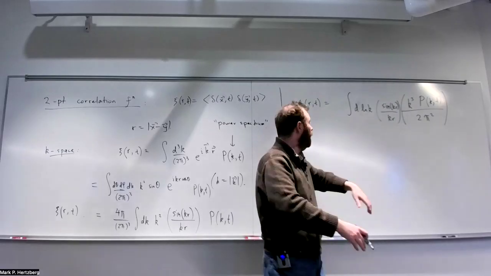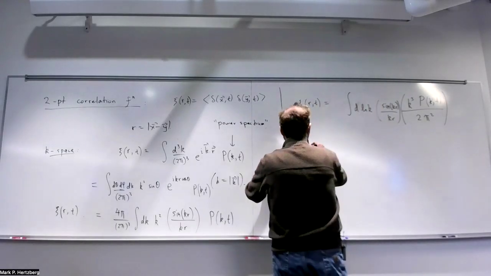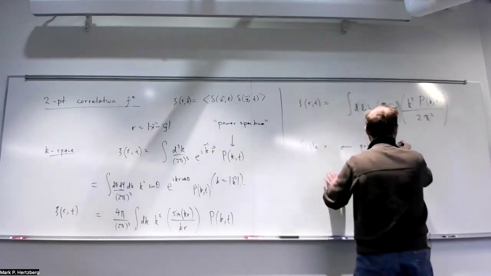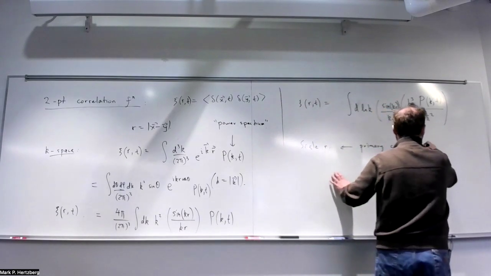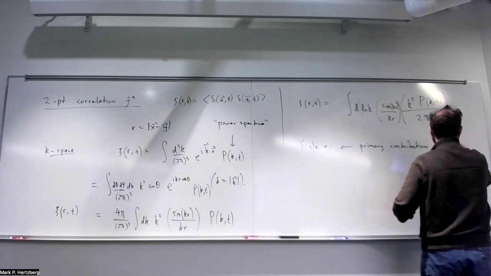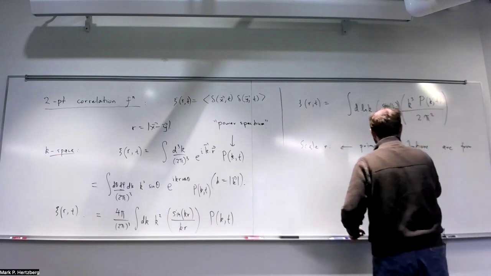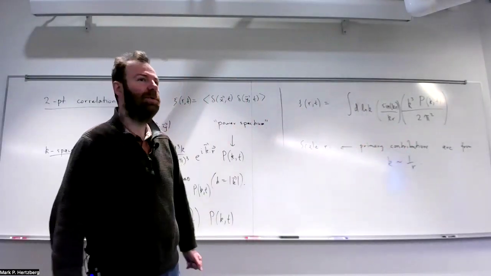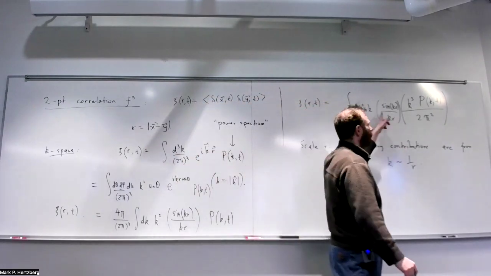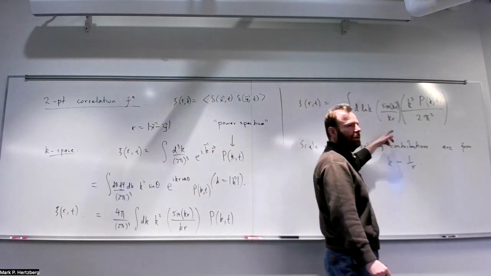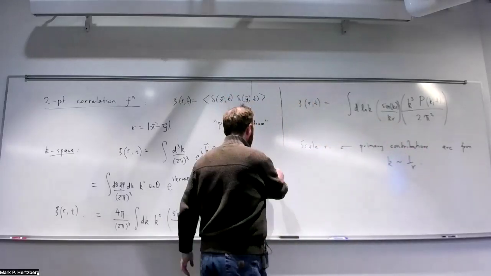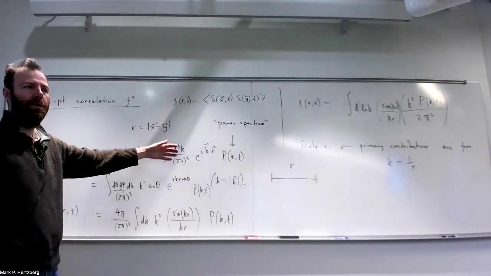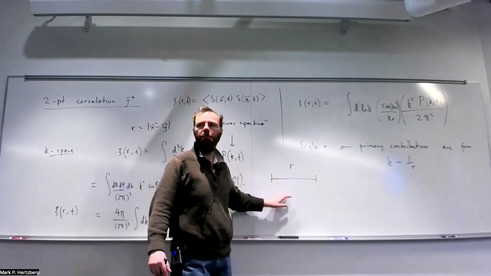Does that make sense? And if you're interested in scale r, its primary contributions should come from, you can imagine k sort of order 1 over r. Right? Certainly high k is not going to contribute much because then this factor here will be very small. Right? So naturally, if you're interested in physics on some scale r, you're thinking about wavelengths on that order or wave numbers that are inversely related to that.